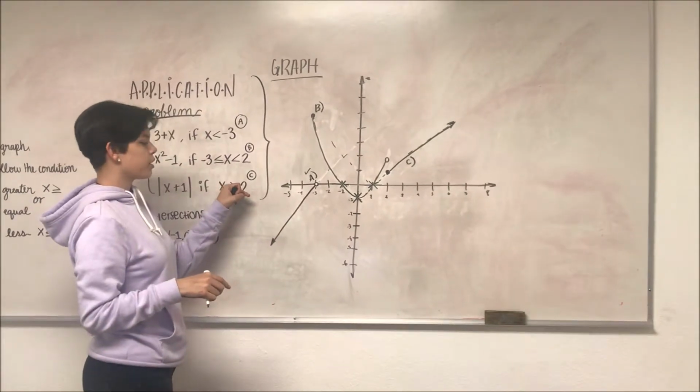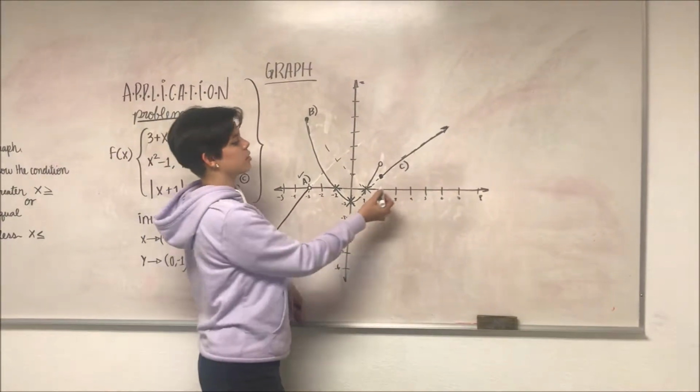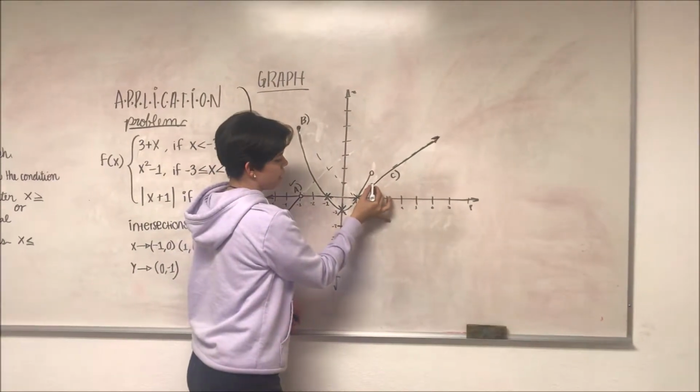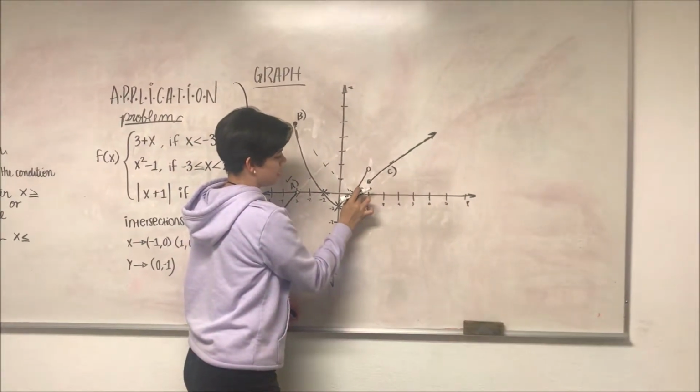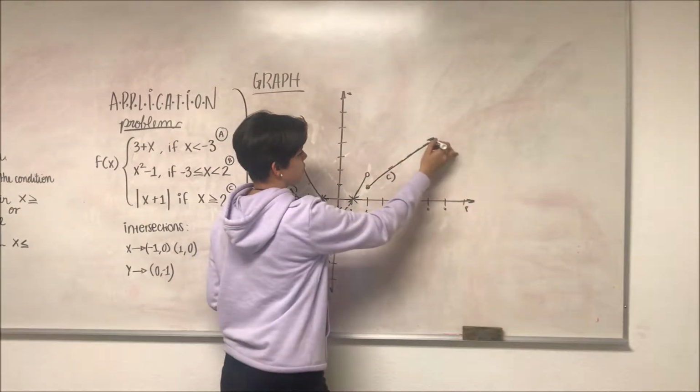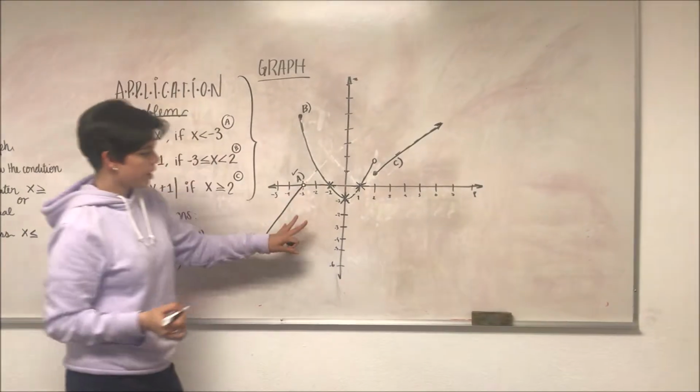So when it's greater or equal, it has to be included as a solid dot, as we did here. So we just take this part, we use it as a solid dot, and we just have it from here to infinite, and we have already our graph.